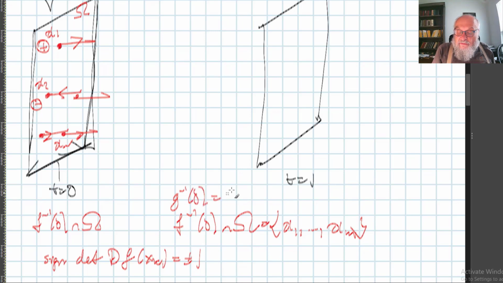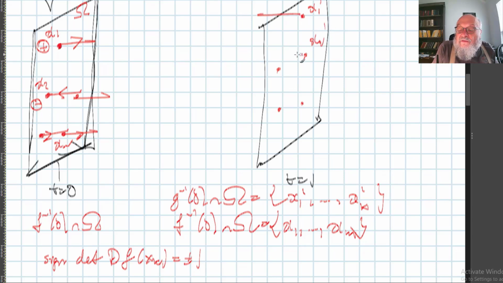And here, of course, you can also assume there is also g minus 1. So g minus 1 of 0 intersected with omega will be equal to x1 prime up to xk prime. So all these points are here, so we have this inverse image here. So this is your x1 prime, x2 prime, and of course there is a similar situation. You have these curves, and after that they can behave in ways we don't know. But what we can do is follow such a curve and see what happens.